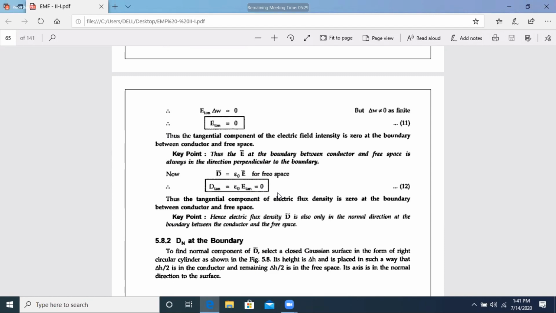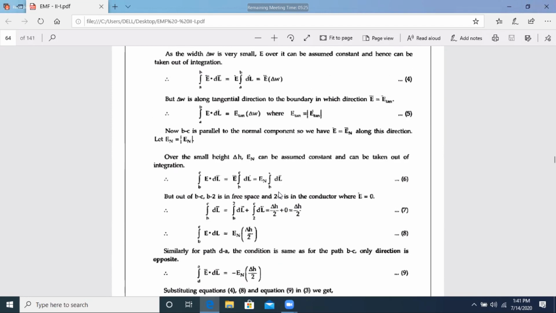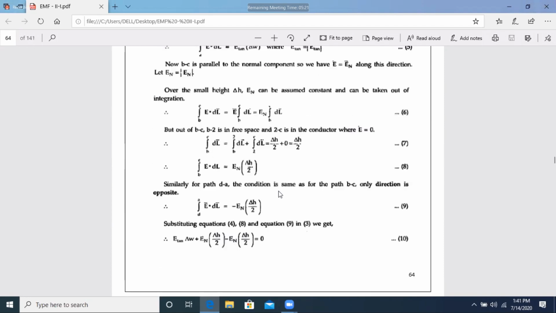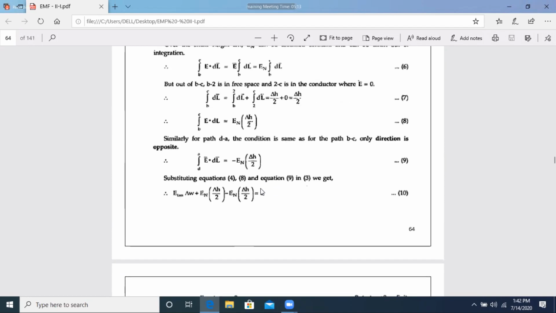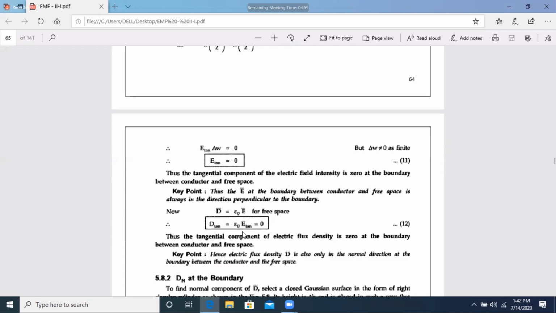That's not written in here, but E tangential for an electric field from a conductor, or across a boundary with air, is 0, which is this.